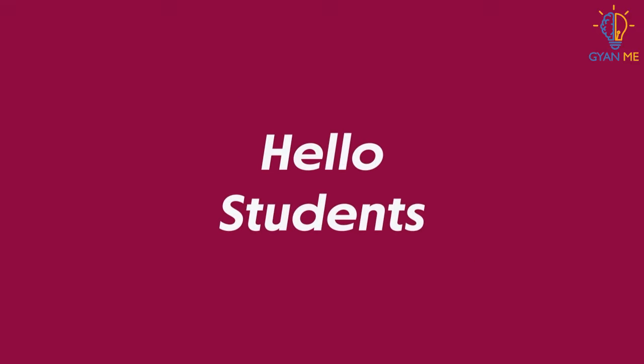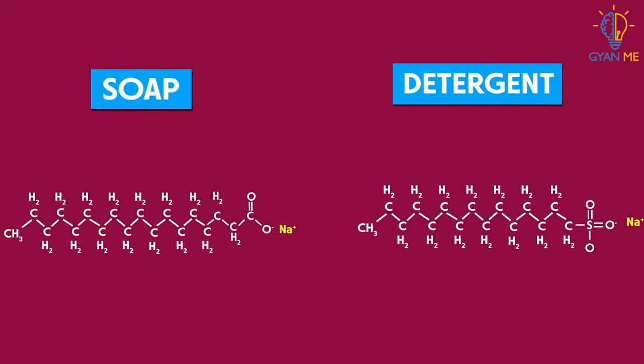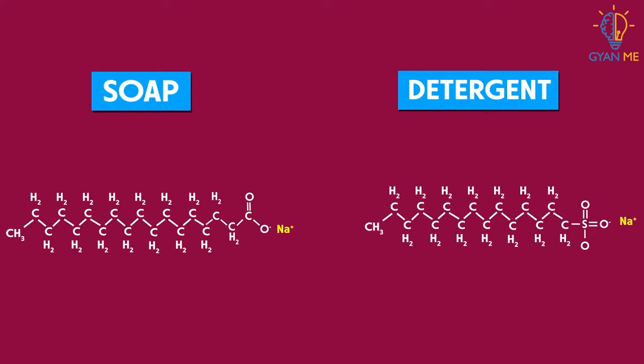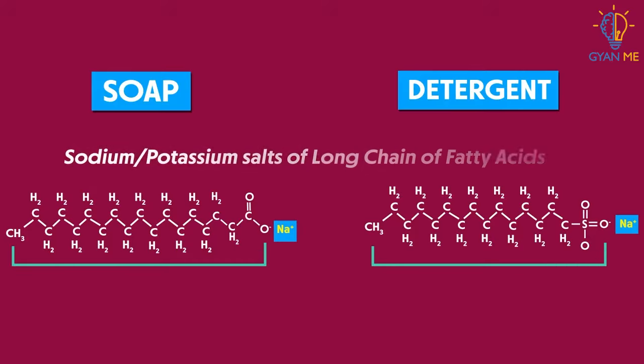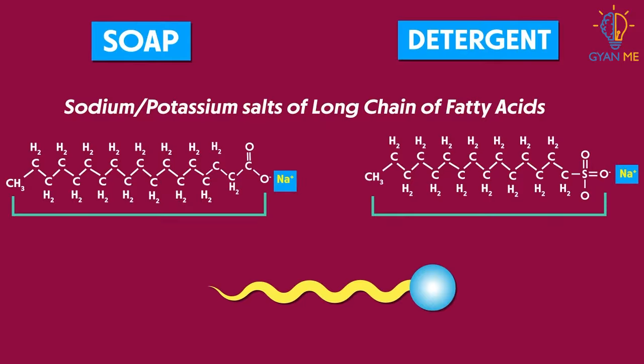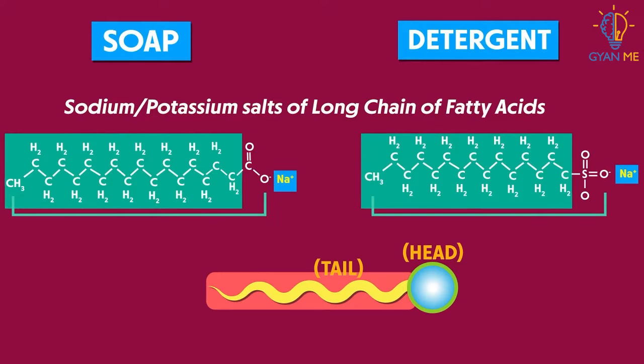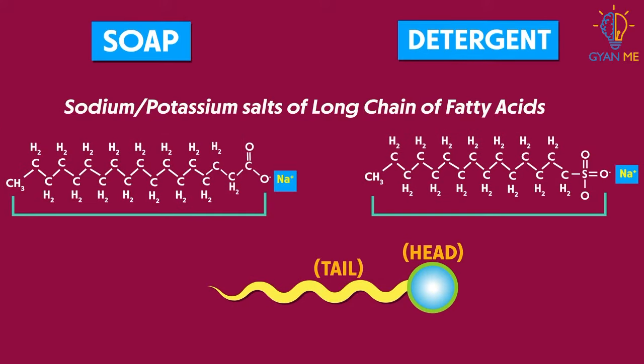Hello students, we previously saw what soaps and detergents are. They are chemically sodium or potassium salts of long chain fatty acids. We saw that they are represented like this. If you observe one molecule of soap or detergent, it contains two chemically distinct parts.